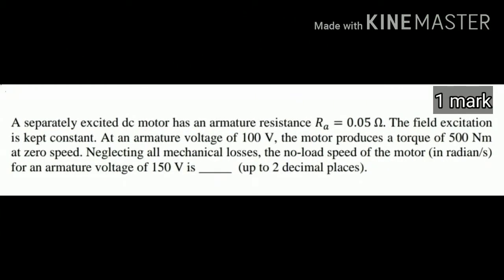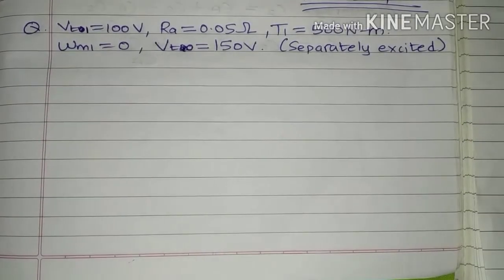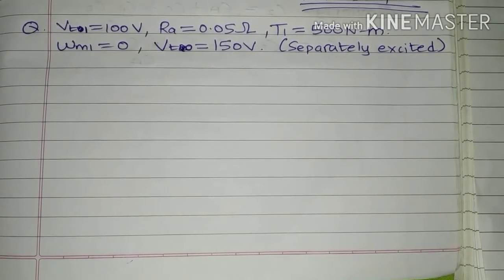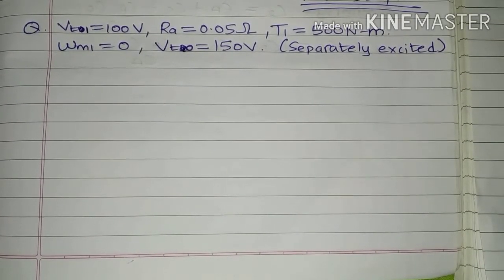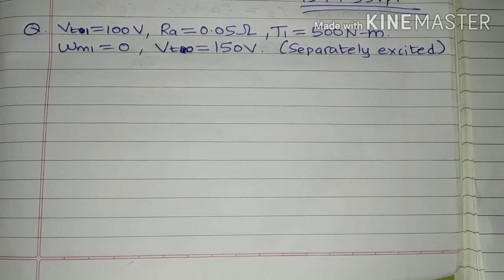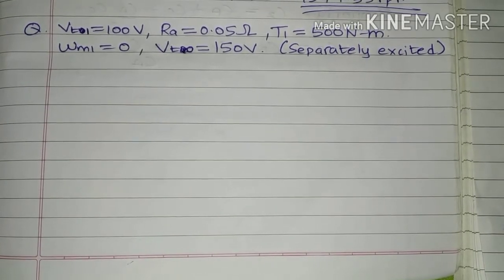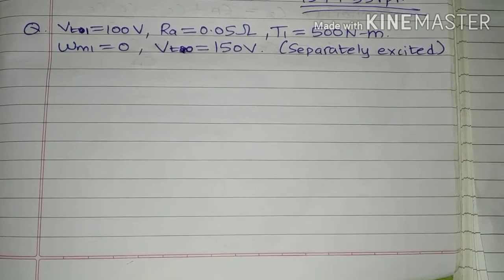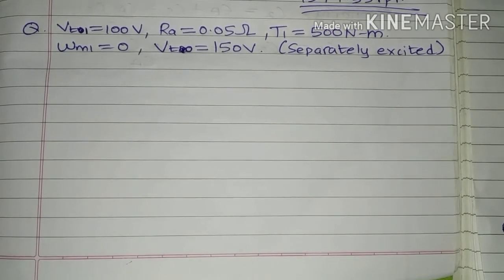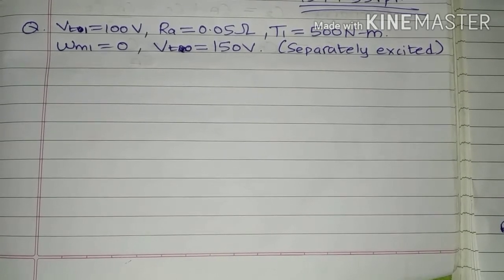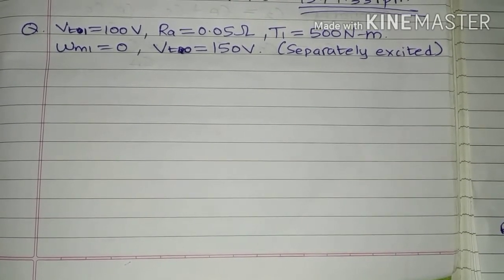This is the question of GATE 2018, and in this question you have to find out the no load speed of the motor in radians per second. The data given in the question is the terminal voltage is equal to 100 volts, armature resistance is 0.05 ohm, the torque is 500 Newton meter, the speed is 0 at this torque, and the no load voltage is 150 volts, and it is given that this motor is separately excited.